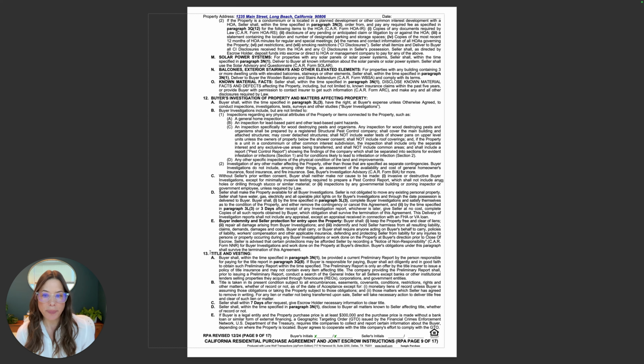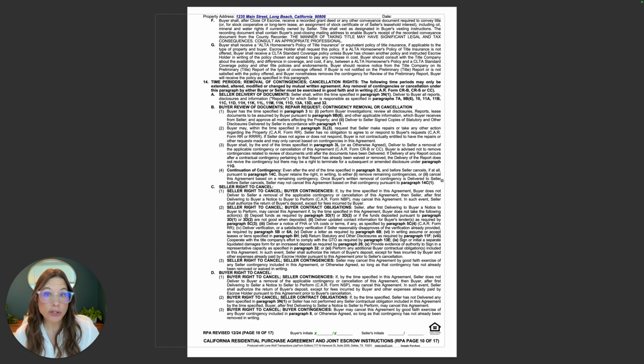Time periods, removal of contingencies, and cancellation rights. The way that the contract is set up, it very much protects the buyer. Unless the seller has a contingency, the seller cannot cancel on you unless you are not performing as a buyer. If you get your offer accepted and then the seller gets a better offer, unless you're not performing, meaning removing your contingencies within the time specified in the contract, the seller can't do anything about it. If you are past due on your contingencies, they can send a notice to perform and cancel on you.